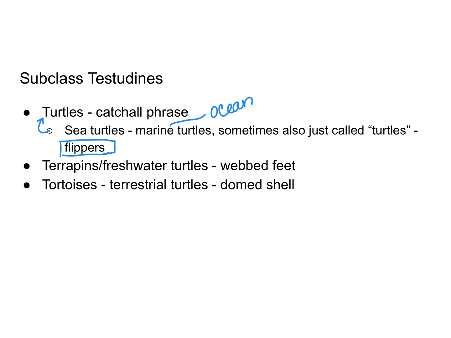Terrapins are also known as freshwater turtles, and they have webbed feet. And then tortoises are terrestrial turtles, and they have a more domed shell because they don't have to worry about being kind of hydrodynamic. So just to recap, turtles includes all of these. So turtles include sea turtles, freshwater turtles, and terrestrial turtles. But more specifically, freshwater turtles are known as terrapins, and terrestrial turtles are known as tortoises.